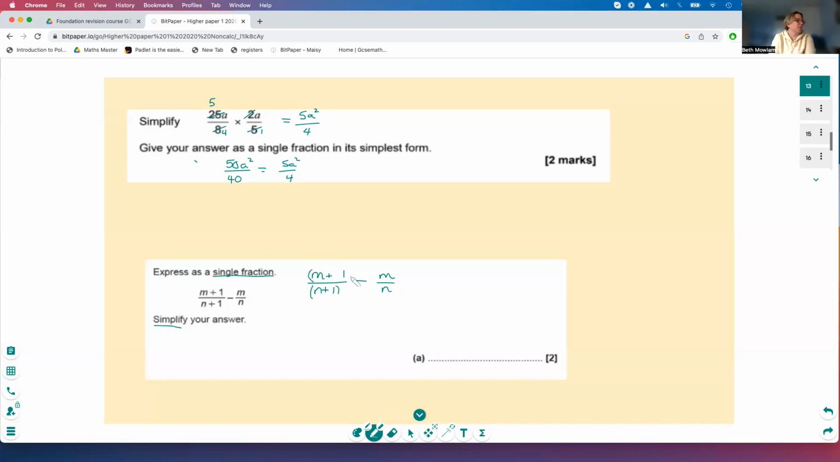I'm going to put some brackets to make sure I don't get muddled up. So I'm going to multiply that by n and that by n plus 1. So remember, whatever I do to the bottom, I do to the top. So I end up with n plus 1 over n plus 1, minus, we're doing plus, isn't it? So minus n plus 1 over n plus 1.